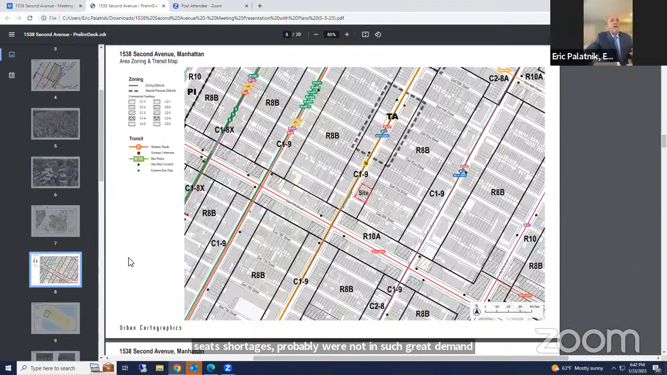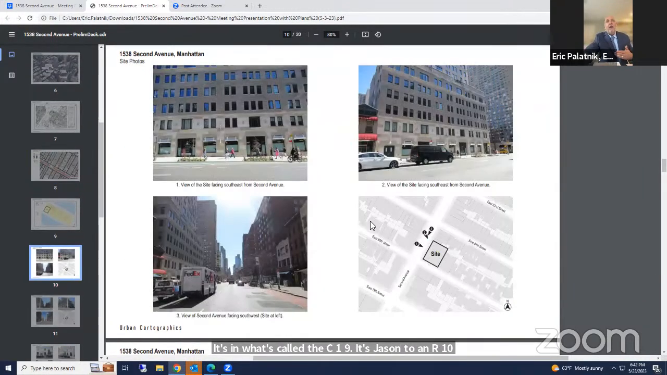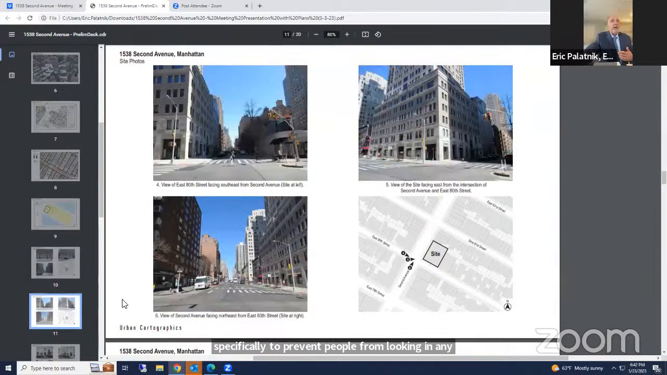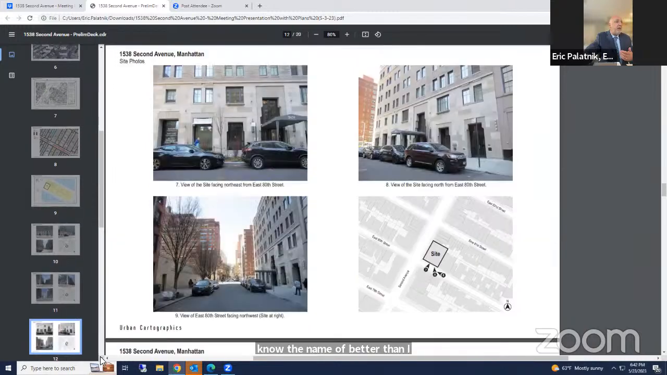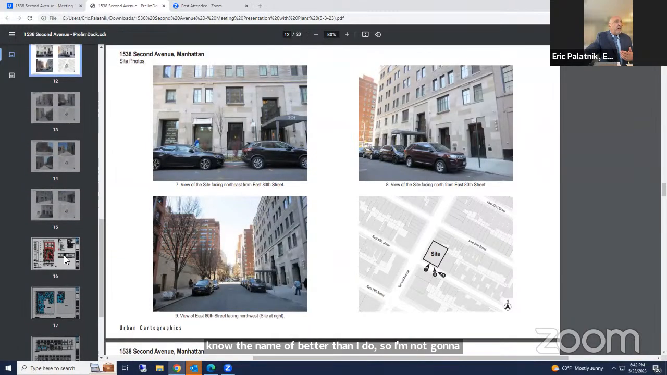This map that I'm about to click on shows you the zoning district of the property. It's in what's called the C19 district. It's adjacent to an R10. You all know this is a very high density neighborhood. The property right here, you could see what Deepti has done already. This is the space at issue from looking at it from 2nd Avenue. You could see the frosted windows, and those were designed specifically to prevent people from looking in at any young children. I'll skip through a couple of pictures here. You all know the neighborhood better than I do, so I'm not going to spend too much time showing you pictures of the Upper East Side of Manhattan, but I will click to the site plan.